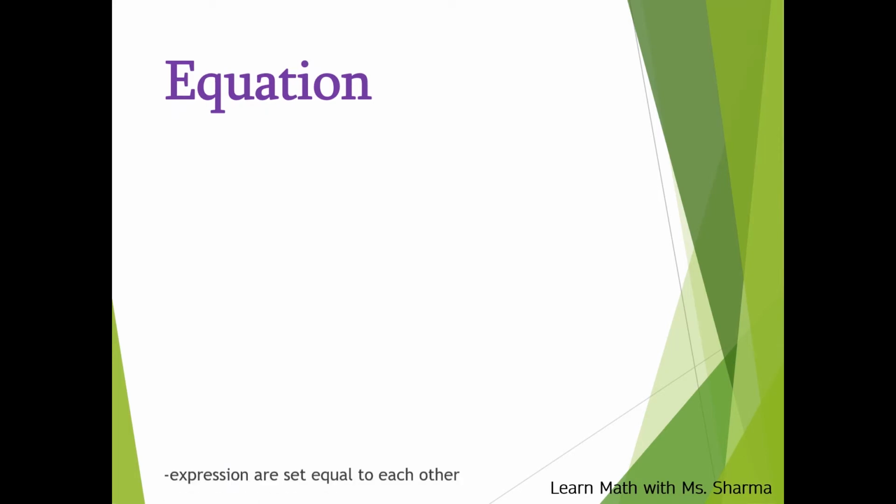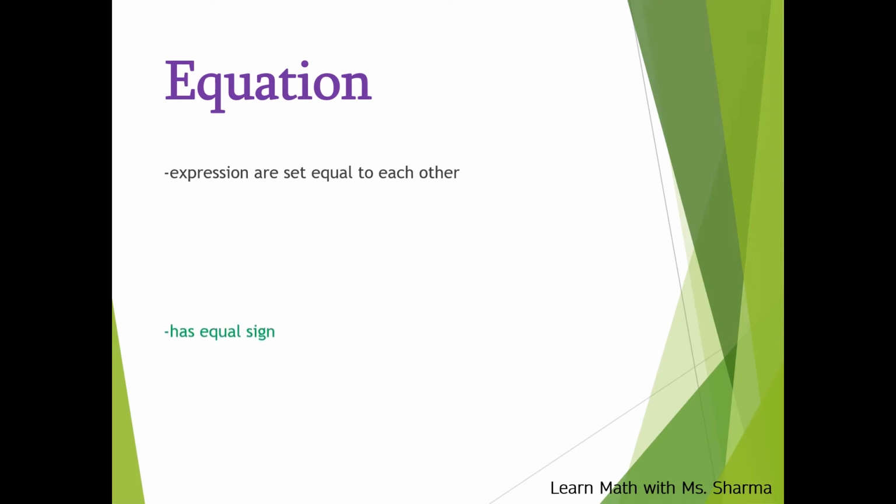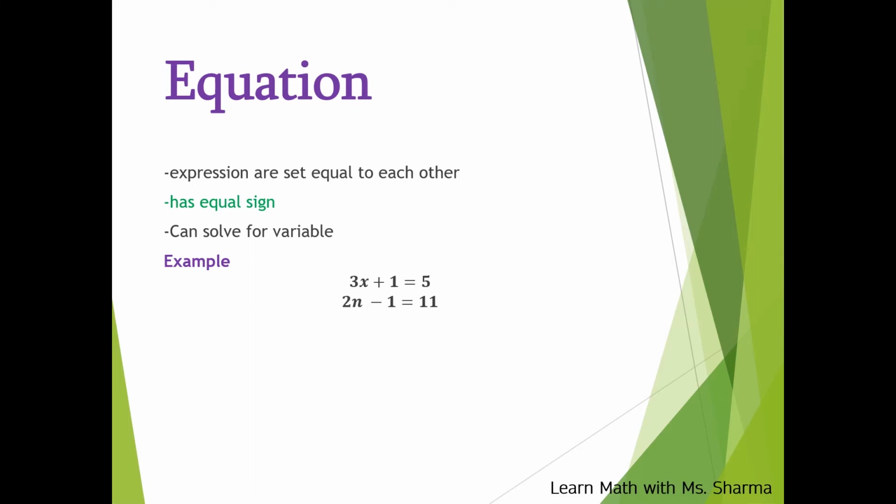Equation. Expressions are set equal to each other, has equal sign, can solve for variable. Example: 3x plus 1 equals 5. 2n minus 1 equals 11. 3x squared plus 2x plus 1 equals 9. So equations have equal sign.